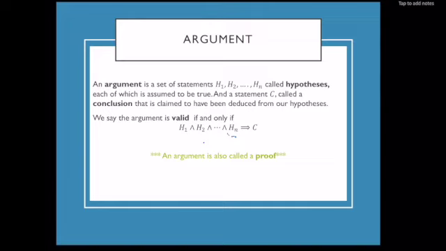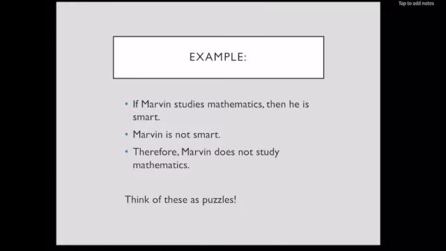Let's take a look at a few examples. So here is one in sentences. Let's say if Marvin studies mathematics, then he is smart. Marvin is not smart, therefore Marvin does not study mathematics. That makes sense if we think about it. But I want us to think of these as puzzles, so we need to make sure we know how to write them.